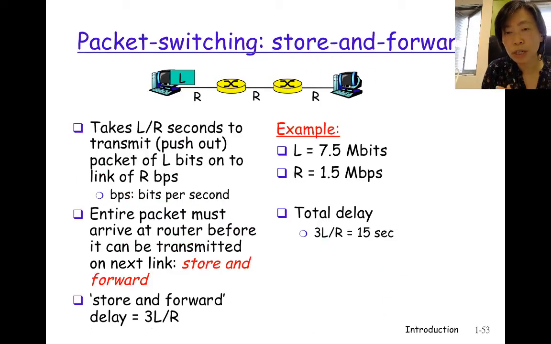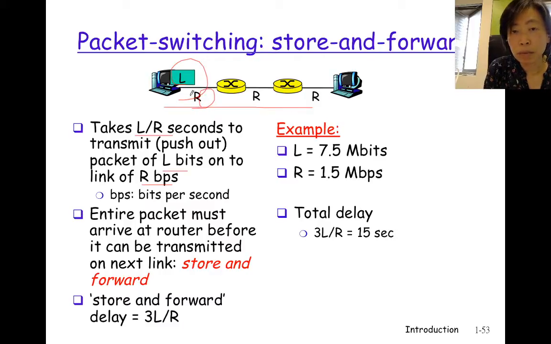Now, let's switch gear a little bit back to store and forward. If you recall, there was an example, but we had only two hops in that example. Let's extend that to three hops. What I'm trying to show here is for this packet, this large L bits going on a link with transmission rate R, the transmission time will be L over R seconds. And on a packet switching network, a packet must arrive at the router entirely before it can be forwarded further. So this is again called store and forward. Therefore, to travel three hops, the total delay will be 3 times L over R.